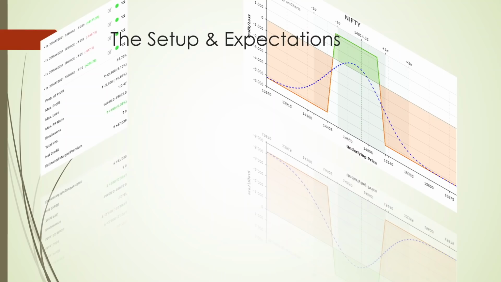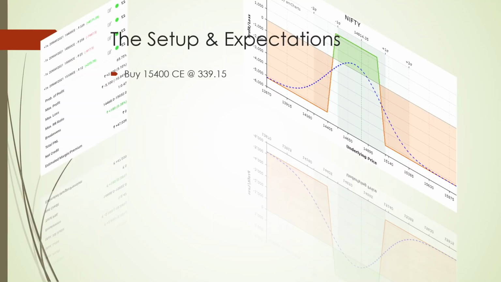So first we will see what is the setup and what are our expectations. We will see which strikes we have taken and what is the maximum profit and maximum loss expected and what is the risk reward ratio. So I'll take you through each and every point here. At some point, once the trade is closed, we will see the entire setup, means how it panned out during the course of the week.